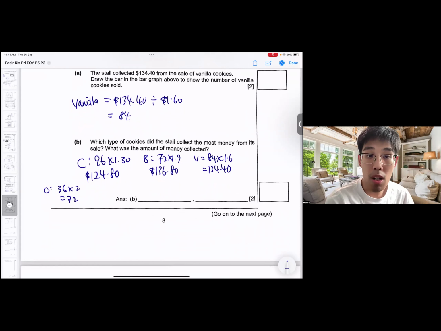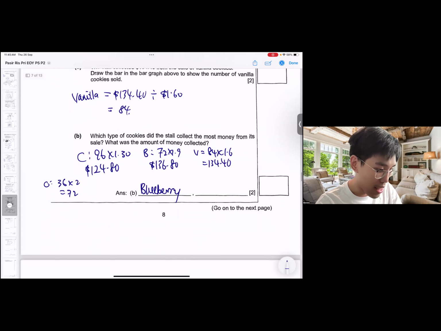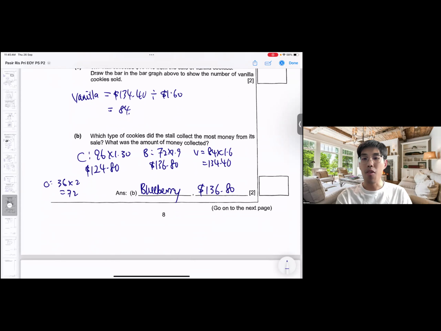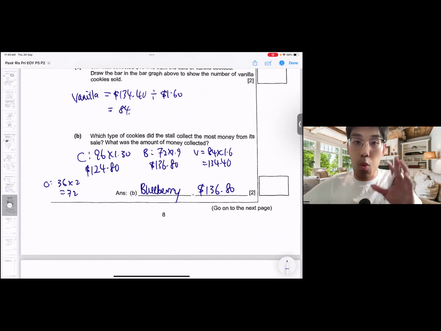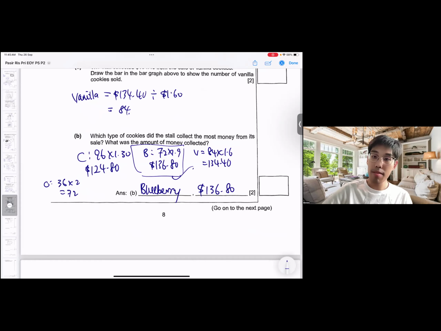Okay, so from here, which type of cookies in the store collect the most money? What was the total amount of money collected? So there are two blanks because one is to identify which type, one is to identify the most amount. So which one is the most? Okay, blueberry. How much did it collect? 136.8. And for a moment, I thought that there are two stores that got the same amount of money, but it's okay, because they are asking two things. One is which type, one is how much. Okay, so answer is this one.